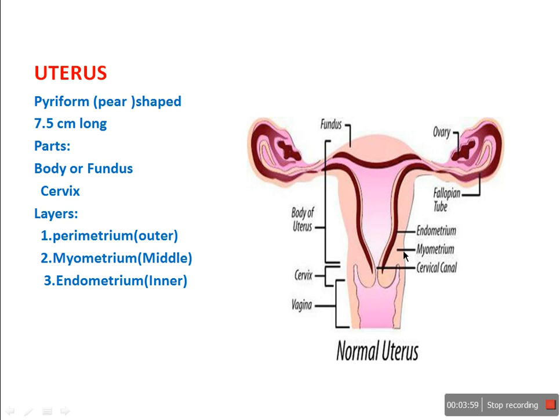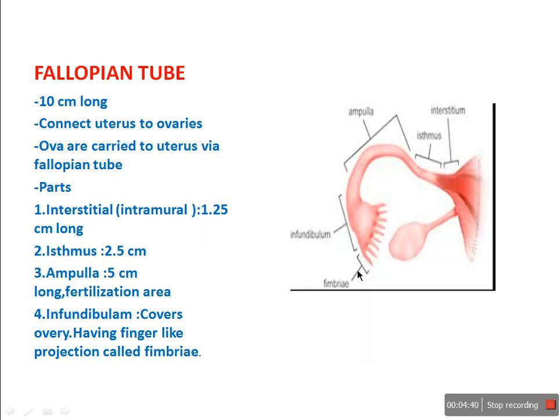Layers: the outer layer of the uterus is called perimetrium. The middle layer is called myometrium, and the inner layer is called endometrium. So the uterus is pyriform shaped, 7.5 cm long. Parts: this part is called the body of the uterus, or fundus. You can say the upper part is called the fundus. Then there will be the cervix. Then the layers of the uterus: perimetrium, myometrium, and endometrium. Endometrium is the inner layer of the uterus.